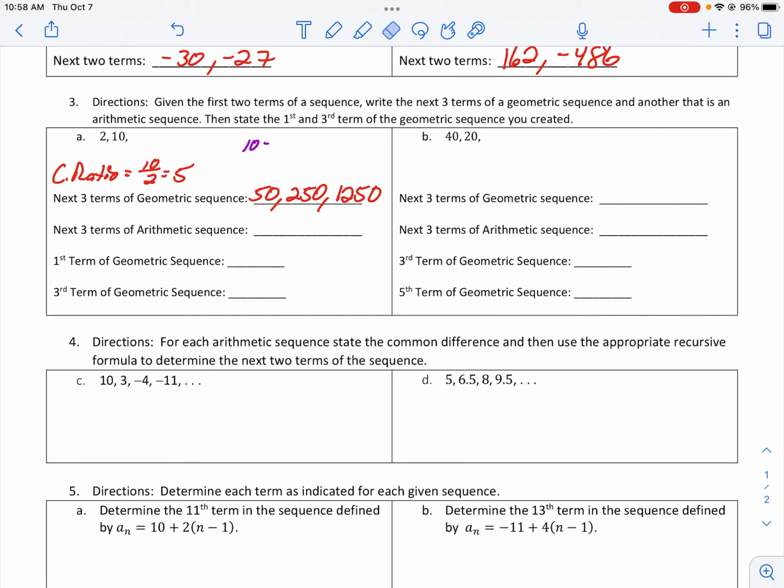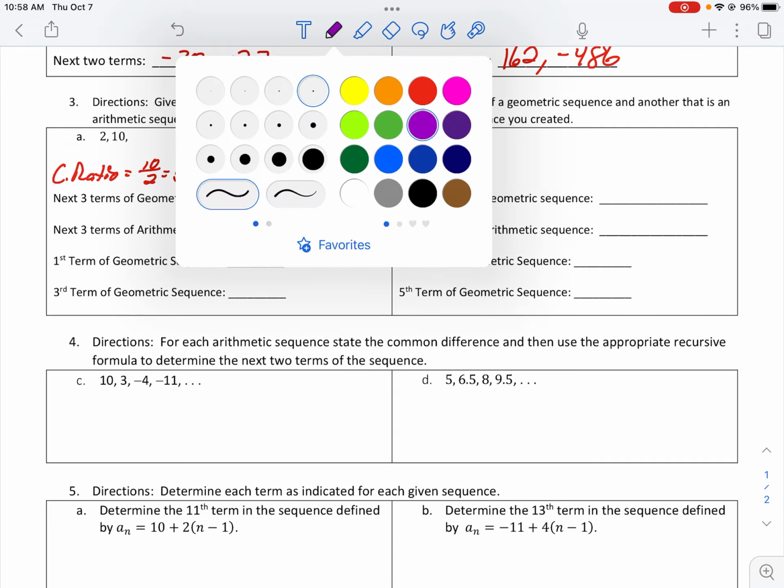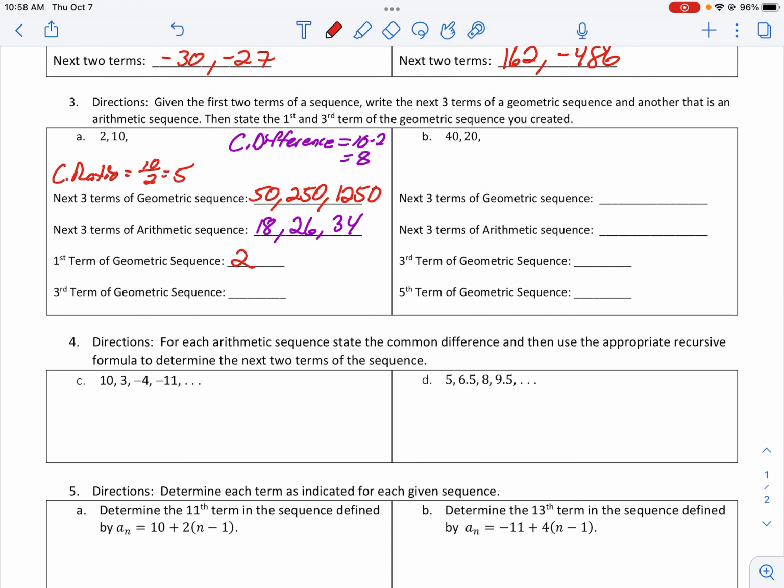If it's arithmetic, then I should be taking the second term minus the first term to get what we call our common difference, which in this case would be 8. 2 plus 8 is 10. 10 plus 8 is 18. 18 plus 8 is 26. 26 plus 8 is 34. The first term of the sequence for the geometric one was 2. The third term was 50. Remember, this was the first term, second term, and then we created terms 3, 4, and 5.